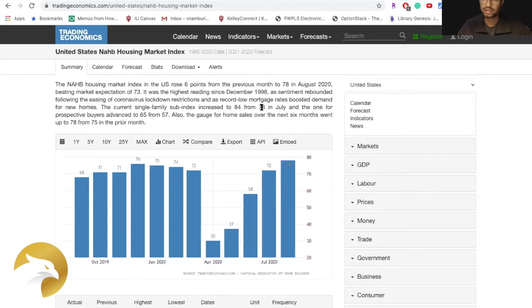You're seeing refinance rates at record highs, with the number of people refinancing at record highs as interest rates are so low as well.